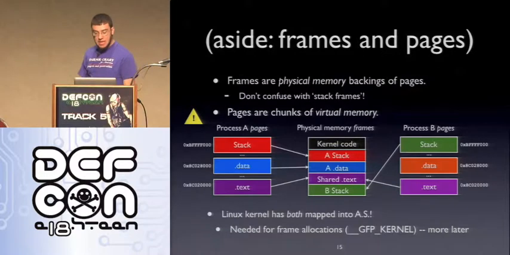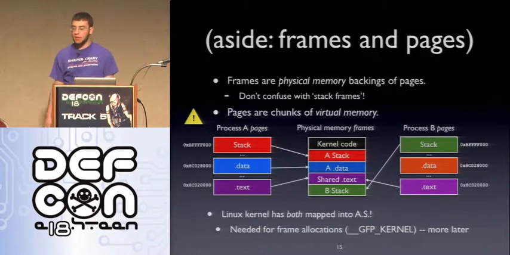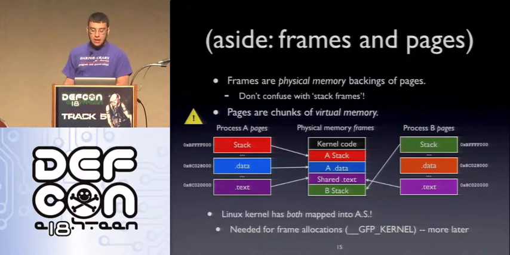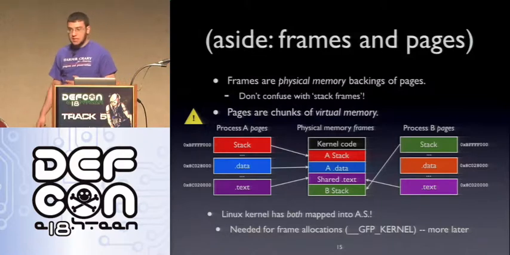Process B is the same process, okay? It's just the same program, which means that it can share the same text frame, okay? So both of those pages map to the same frame, and it's read-only, so it's okay. Process B hasn't been run in a while, and its data has gotten swapped out to disk. Its stack is still in memory.